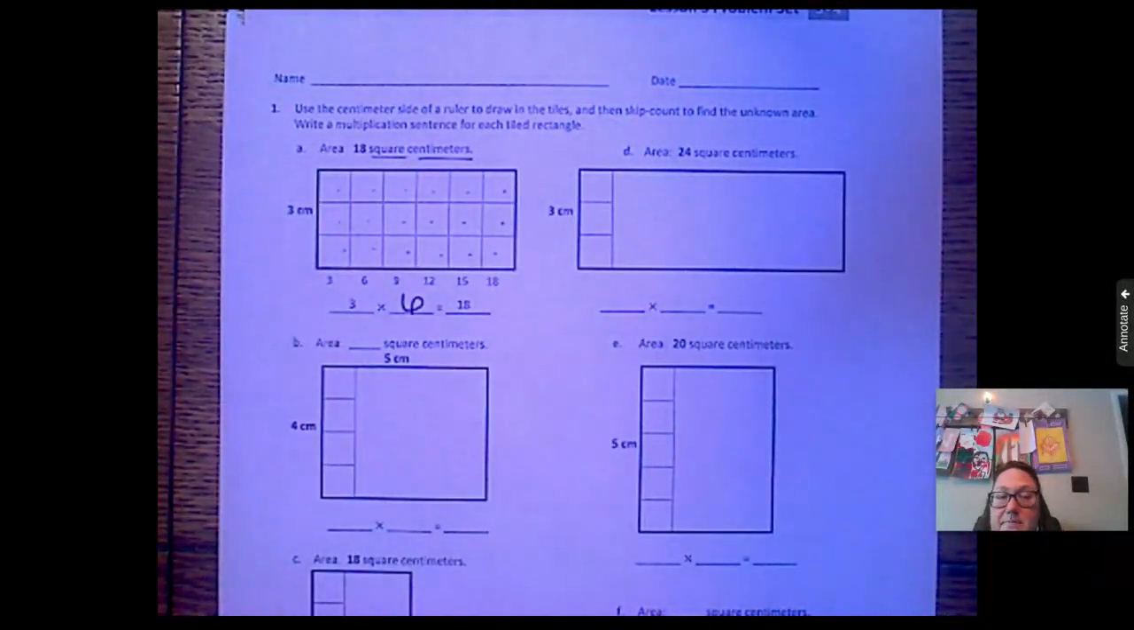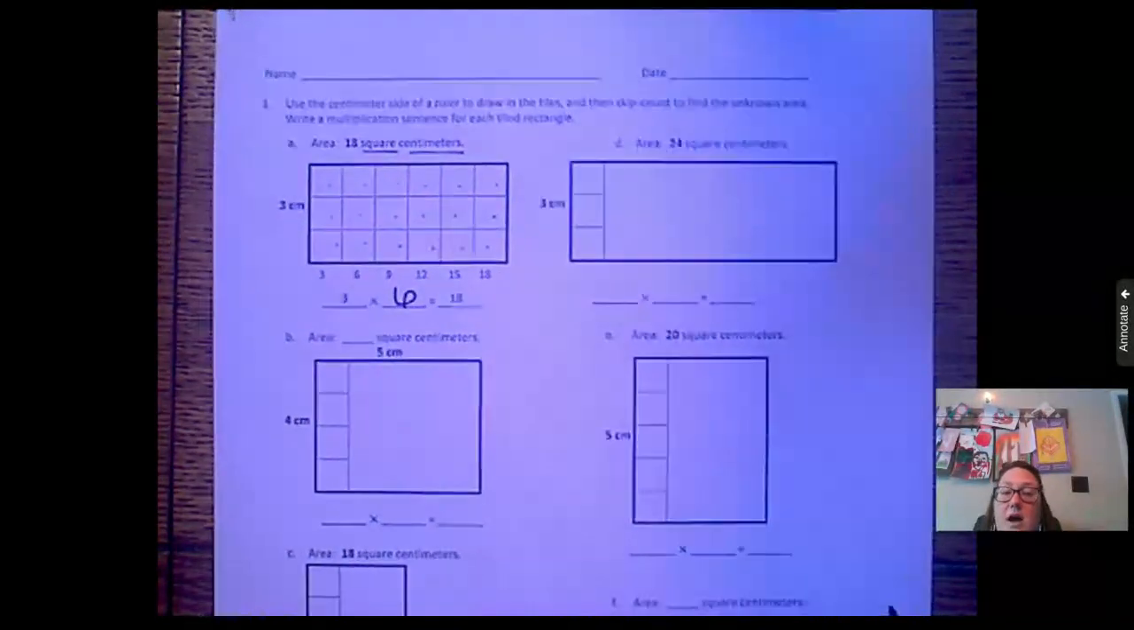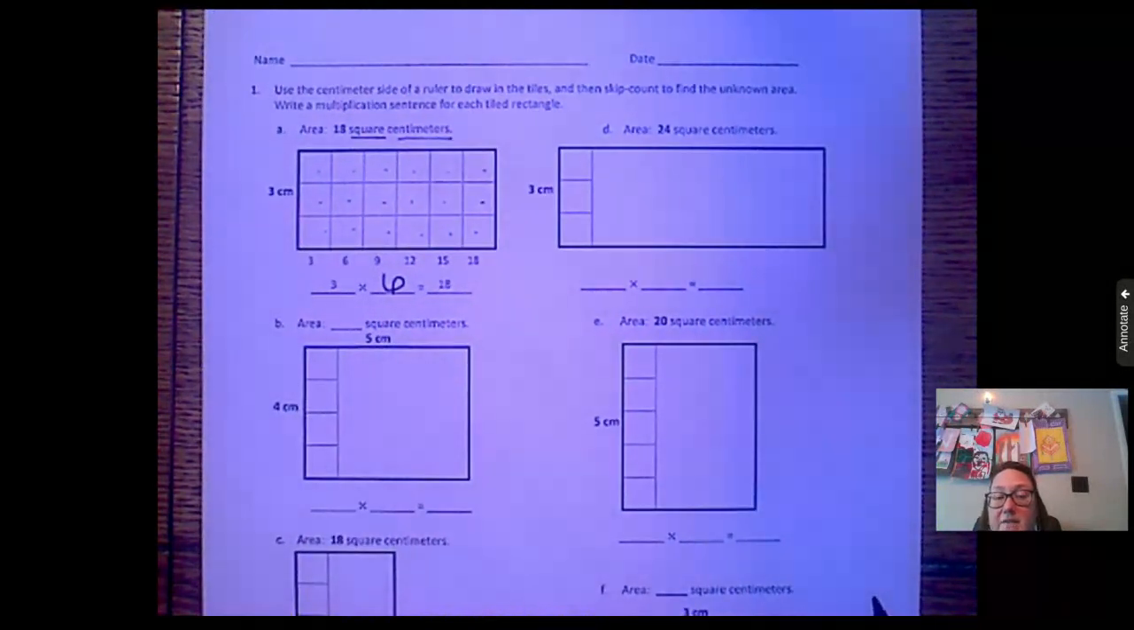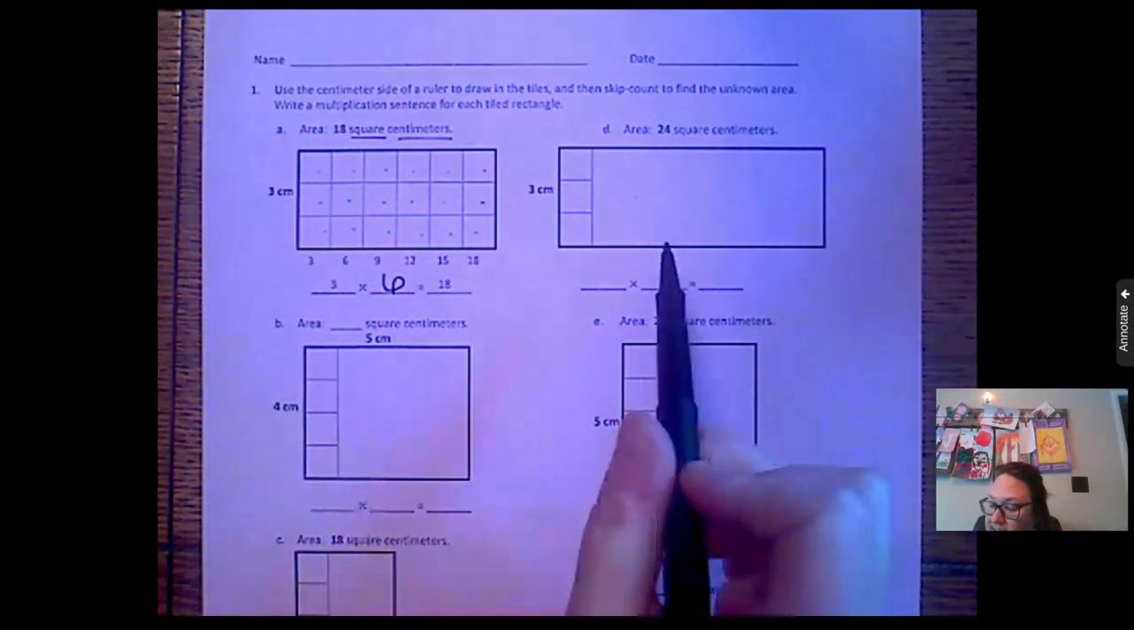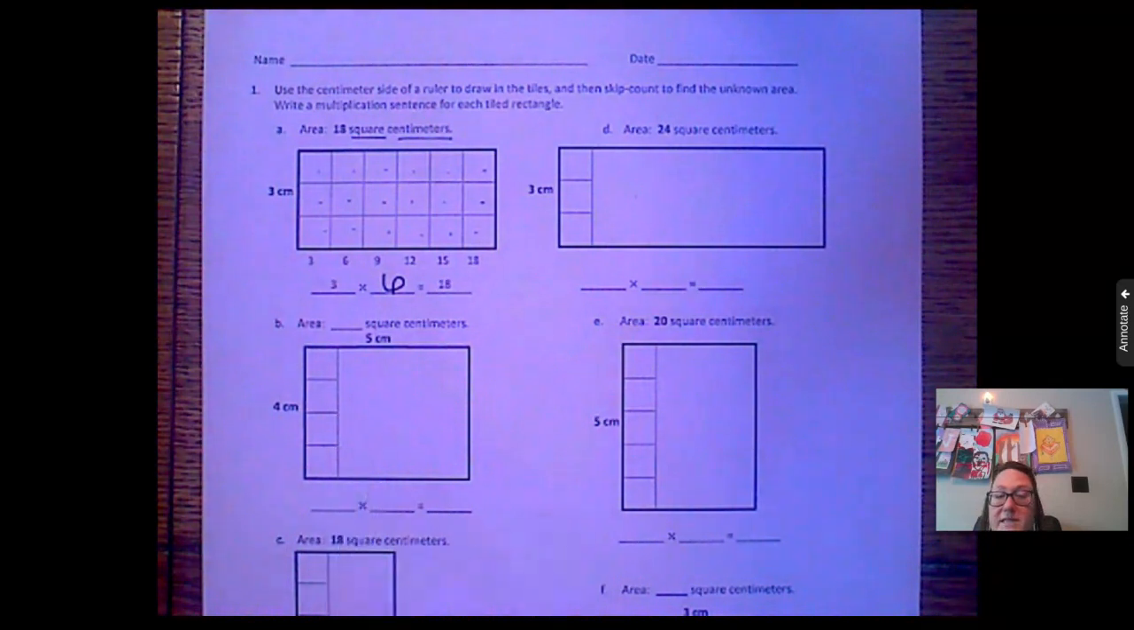Okay. So that's A. Do B with me, and then depending on how you're feeling, maybe you want to try the rest of the front on your own, or stick with me for a couple more and then try on your own. Okay, so let's do B together right here, and then depending on your comfort level, maybe you want to move on.